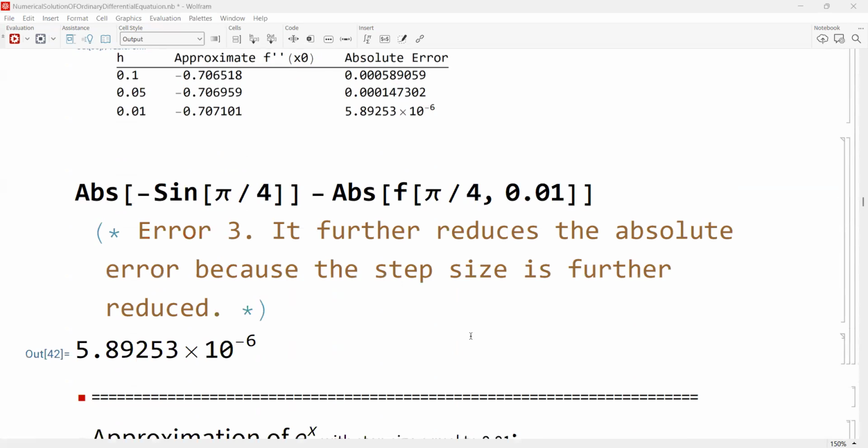So for error 3, reducing h to 0.01 further reduces the absolute error because the step size is further reduced. So the error here, you see here, is negative 5.8953. So this one, all right.